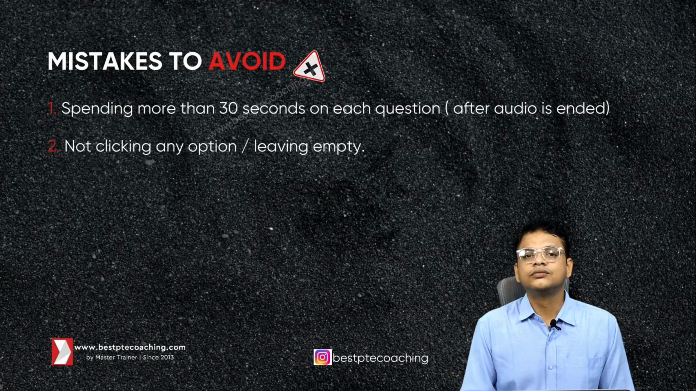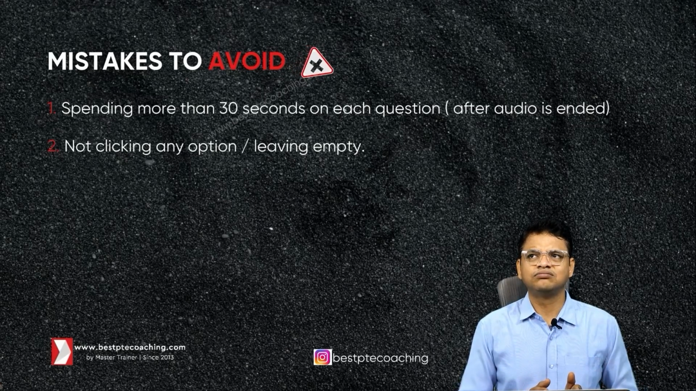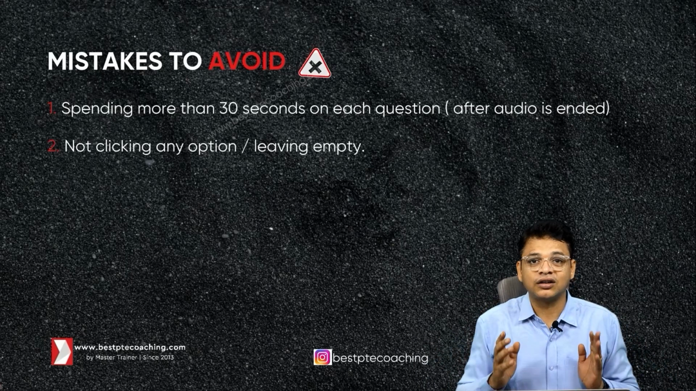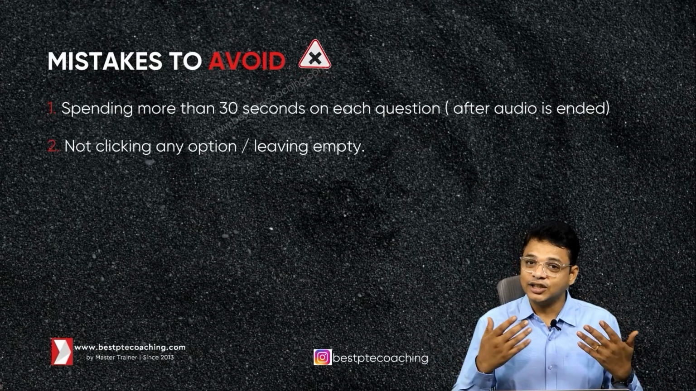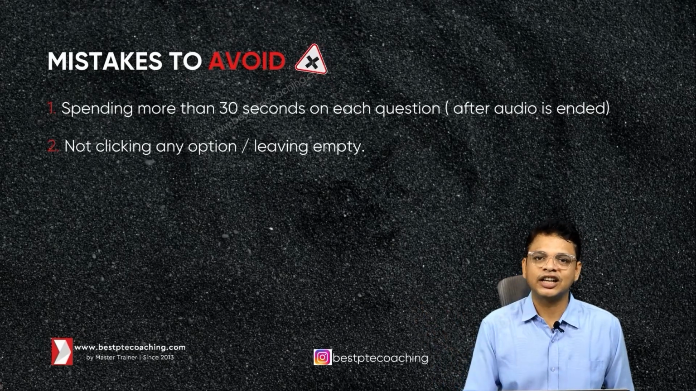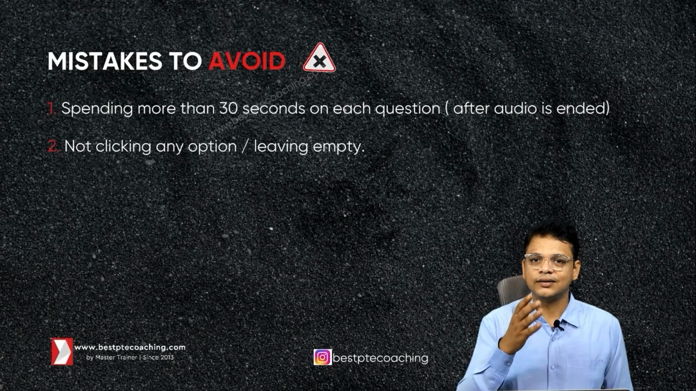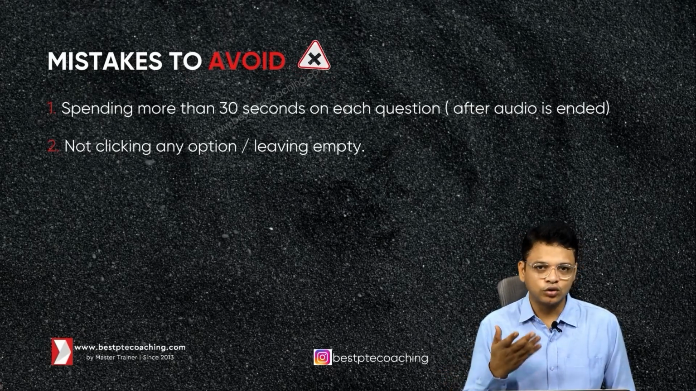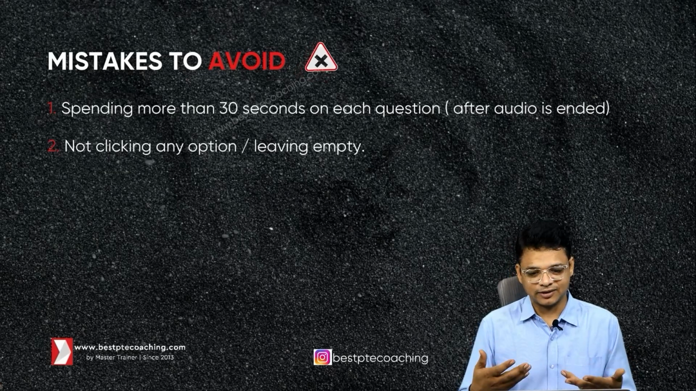Number two, not clicking any option. For example, after reading the question and listening to the audio, I'm not very sure which one of the options is correct or which are the options that are correct. It's okay, you click something randomly and go to the next question, because the negative marking cannot give you less than 0. You can click maybe one option, two options randomly and go to the next one. There's no harm, right? You'll get something. Something is better than nothing.